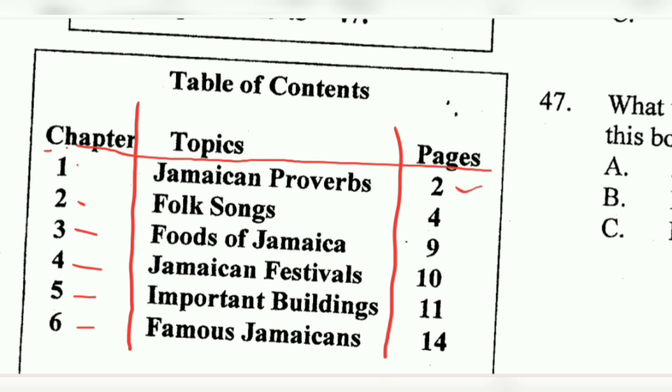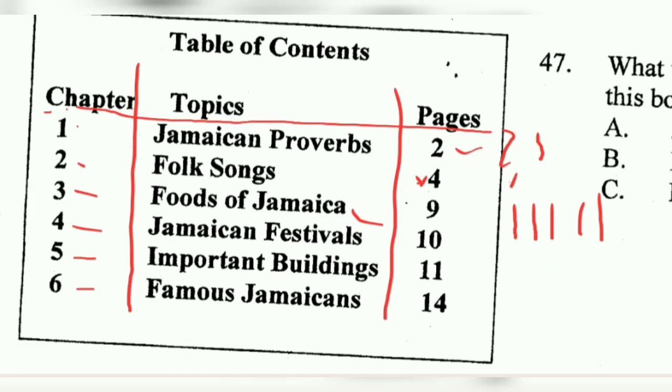Chapter 2 speaks of folk songs, and it's on page 3. So you're seeing right here that Jamaican proverbs will take up pages 2 and 3 because folk songs starts on page 4. So you have to read them carefully. Chapter 3 is Foods of Jamaica. You see that it starts on page 9, which means that folk songs is page 4, 5, 6, 7, 8, because not until page 9 you have chapter 3 starting. So analyze your content like that as you go through and see how many pages they're taking up. Don't know what they're going to ask. I'm just showing you a little skills and tips right there.